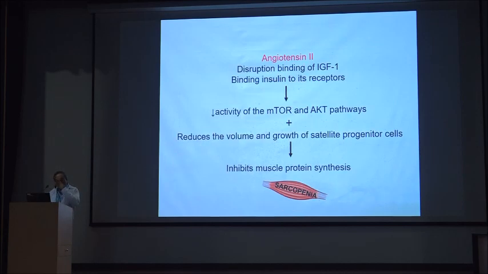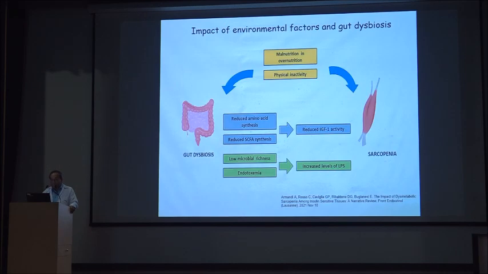So angiotensin II disrupts binding of insulin-like growth factor, because these receptors occupy it. So the activity of insulin-like growth factor is impaired, and in the same way the activity of the mTOR and AKT pathway will also be impaired, which will lead to muscle loss.